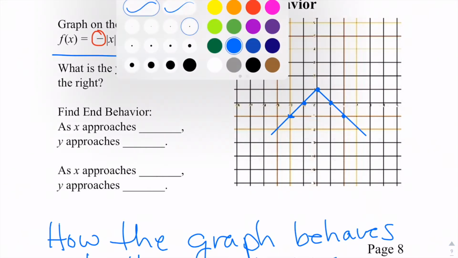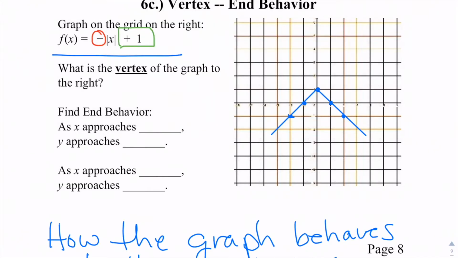And I can say, well, my vertex is where the graph is creating a maximum or a minimum. Well, right here's my maximum. So that's my vertex, and that is at (0, 1).